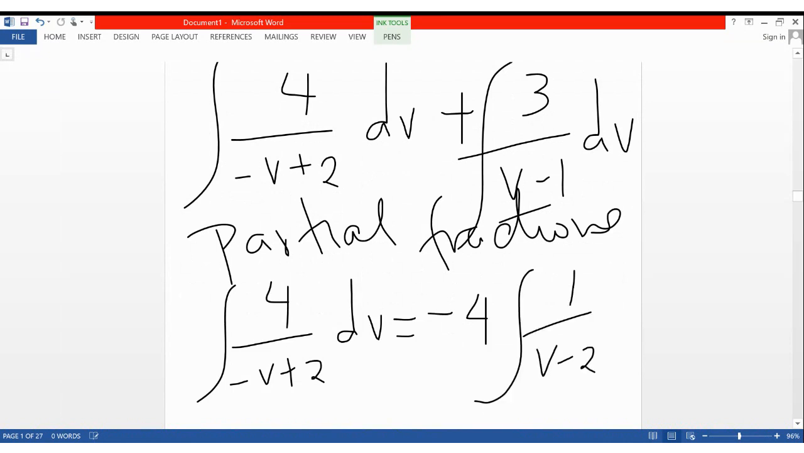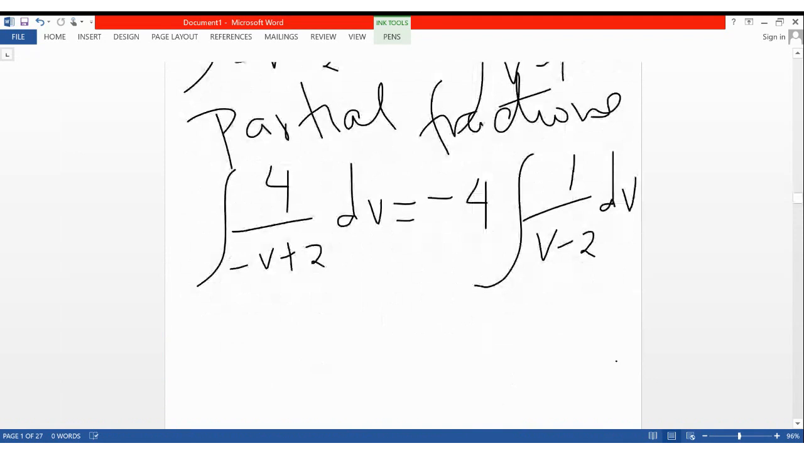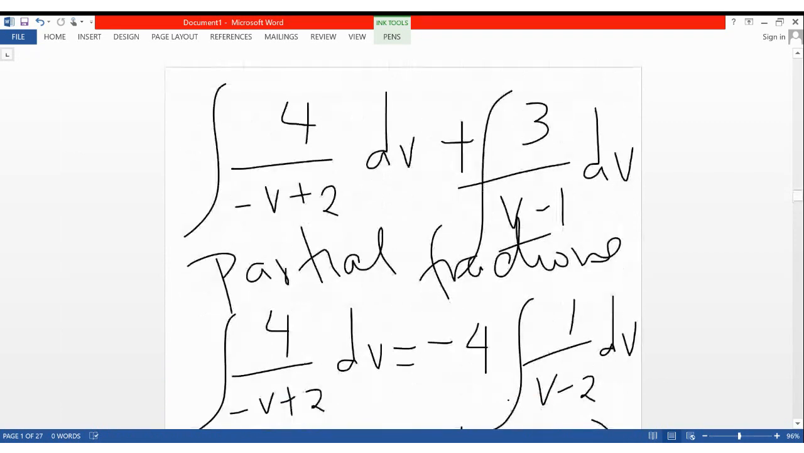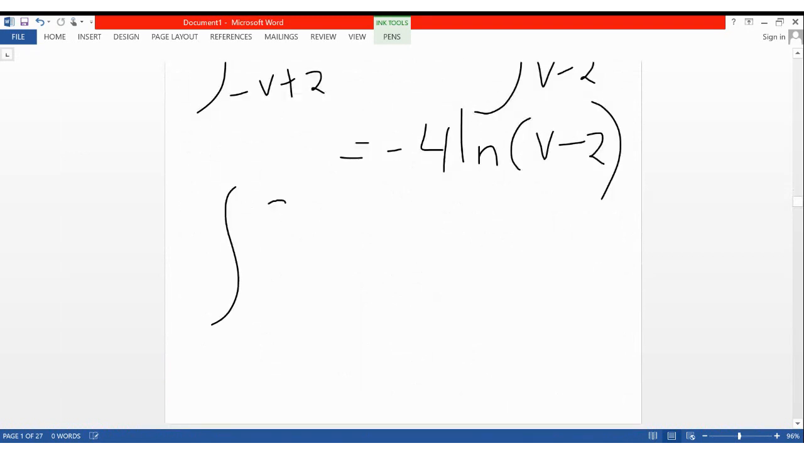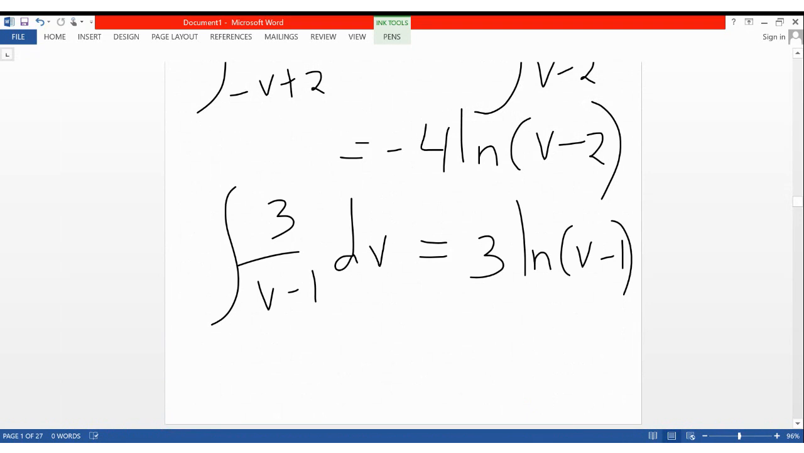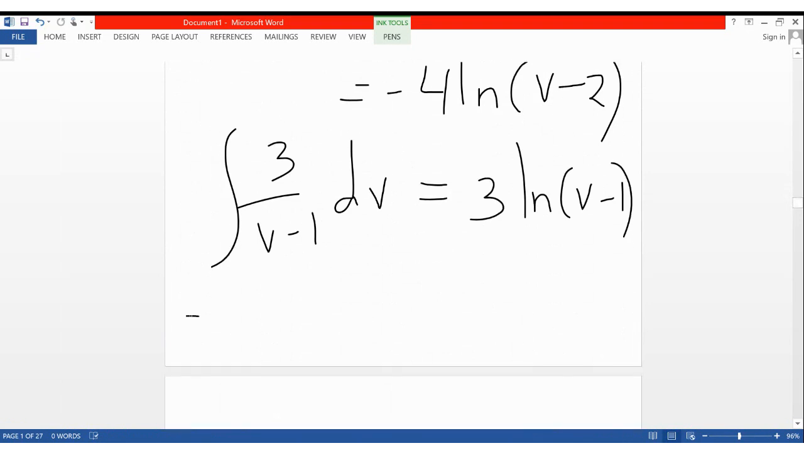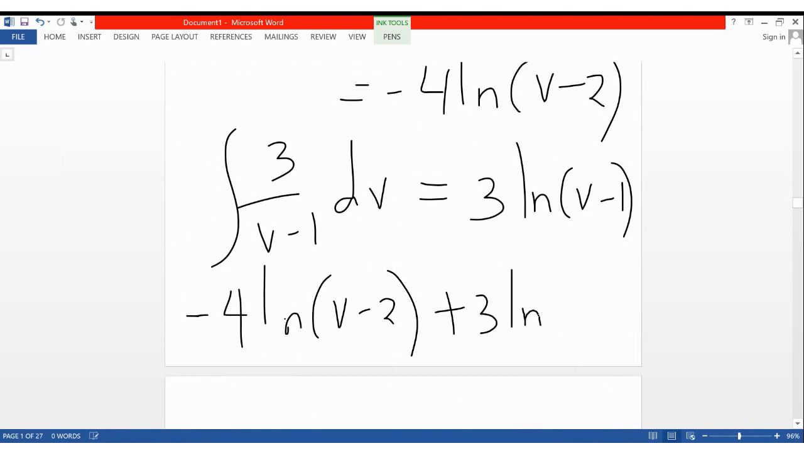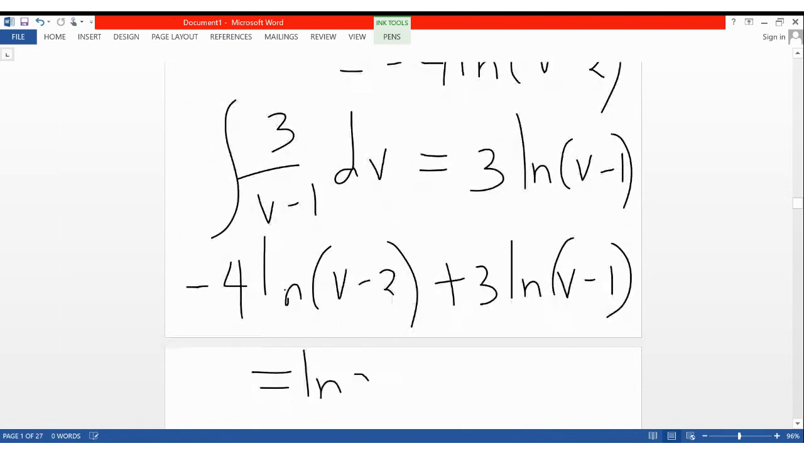So when you integrate this one, you'll get negative 4 ln of v minus 2. The other term that I'm having is 3 over v minus 1 dv. This one is straightforward. You'll get 3 ln of v minus 1. So I can add all the terms now. The final answer will be negative 4 ln of v minus 2 plus 3 ln of v minus 1. What we got on the right hand side was ln x, and then we add a constant of integration. Last time we said ln c. That one is what we shall have.